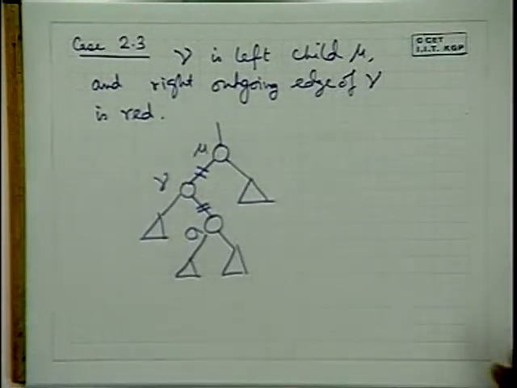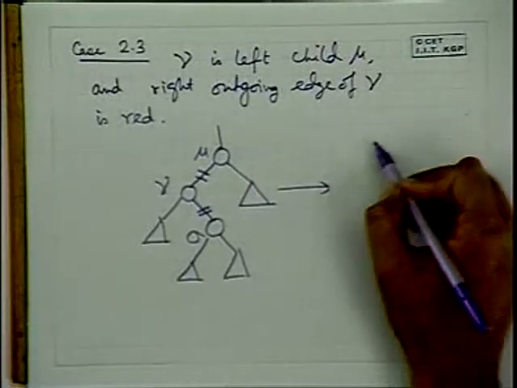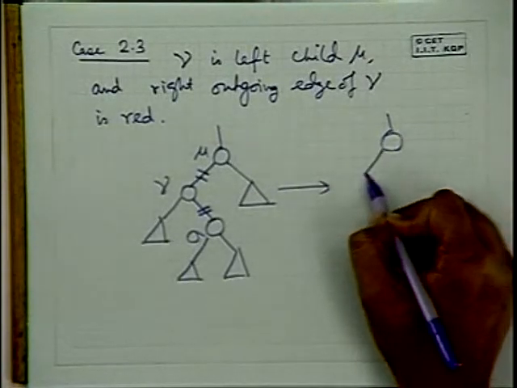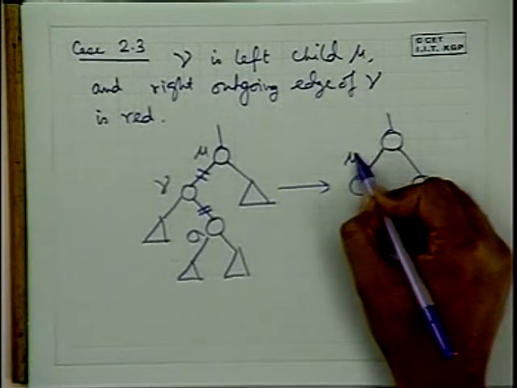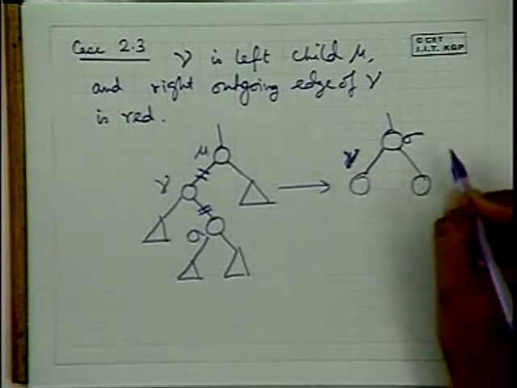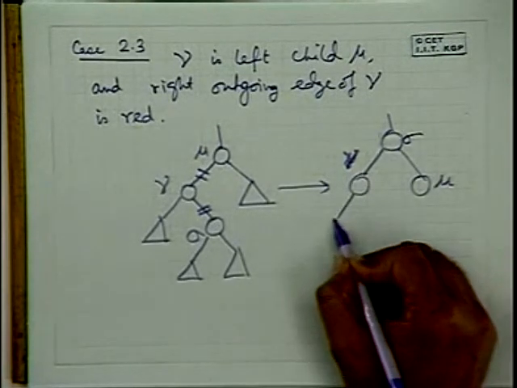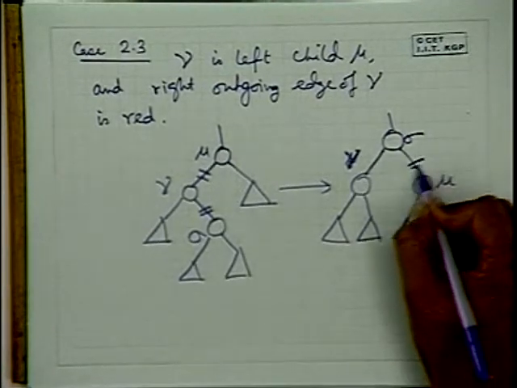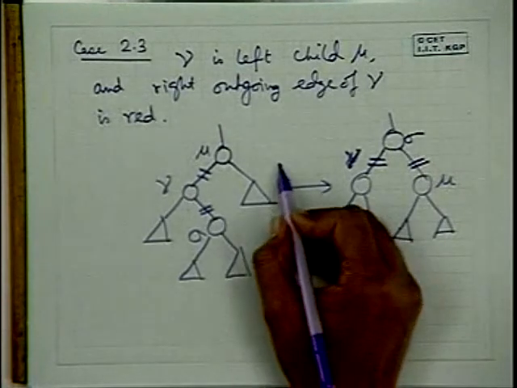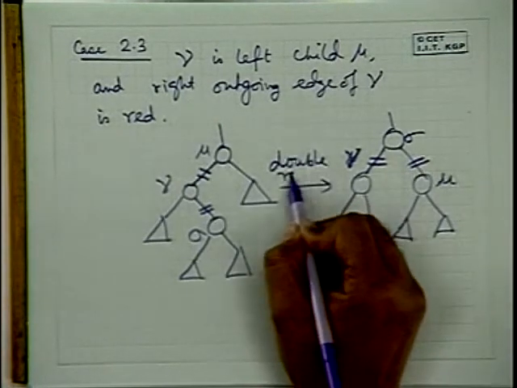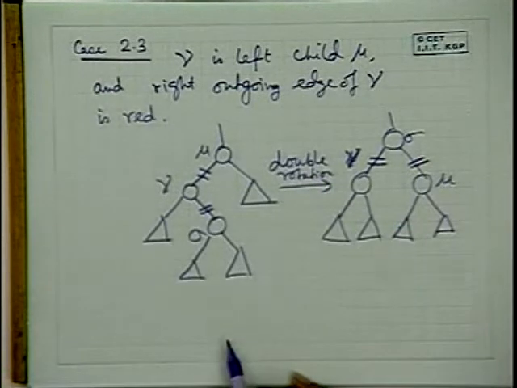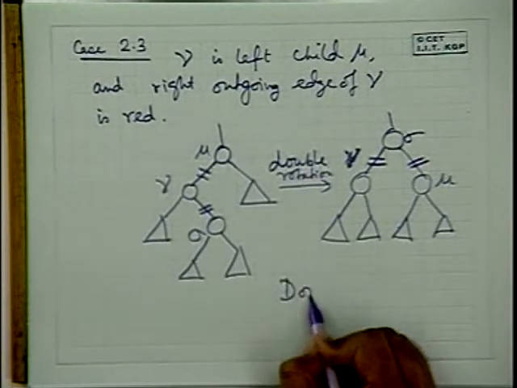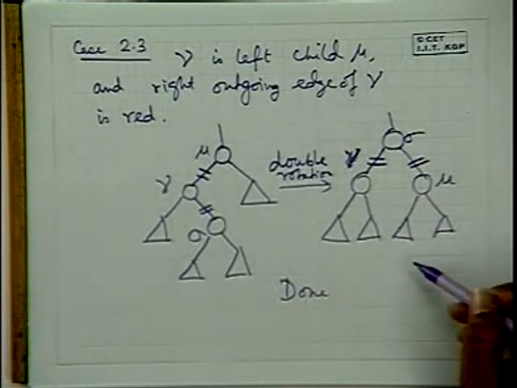So now what you do, just double rotate. You just do a double rotation, then you will see it will be perfect. So you just double rotate it, and if you do a double rotation, you will get this configuration. This will be nu, this will be rho, this will be mu. This will be red, this will be red. So double rotation, and you can see now we are again done. It is perfect. I don't have to recurse up anymore.